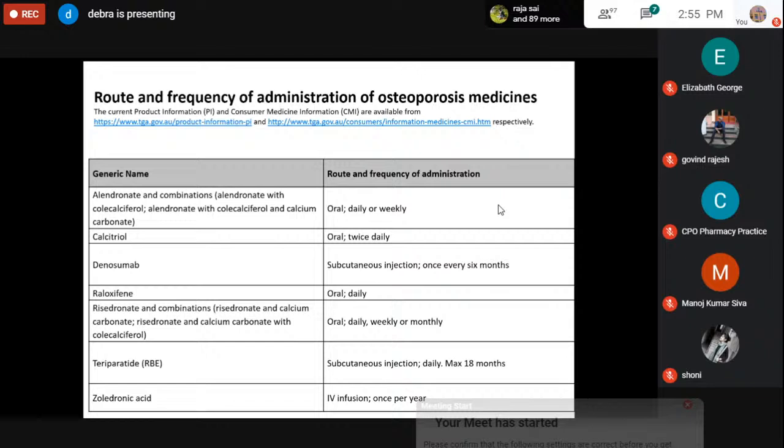A person on the risedronate or alendronate combinations, then that is usually taken monthly for risedronate, and that means that we as pharmacists have to counsel those people to take that medicine well, being aware of the risk of the esophageal ulceration associated with the bisphosphonates, and again for older people to make sure that they know how to take it and are reminded to take it.